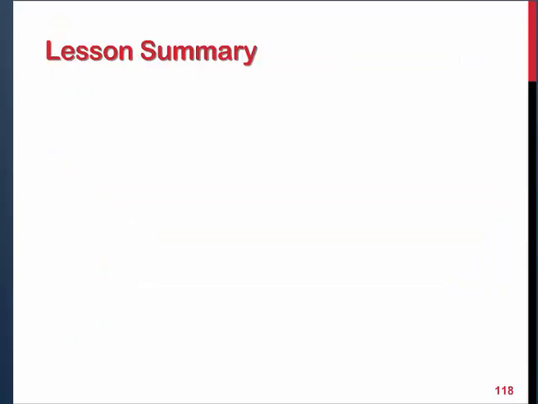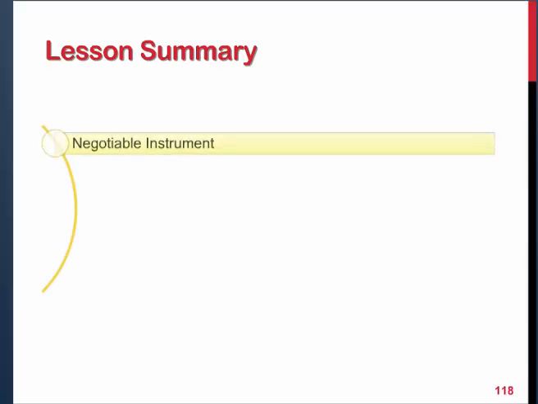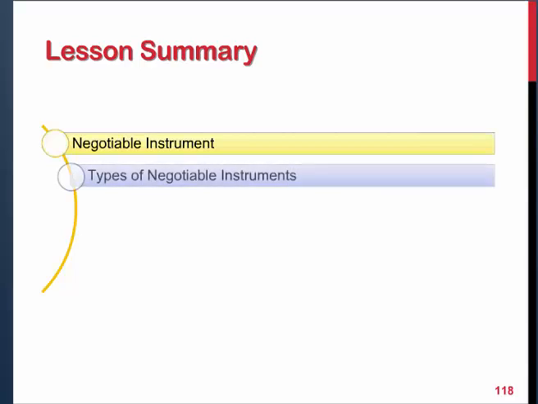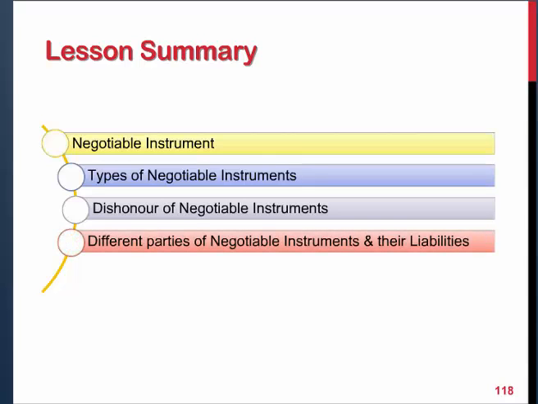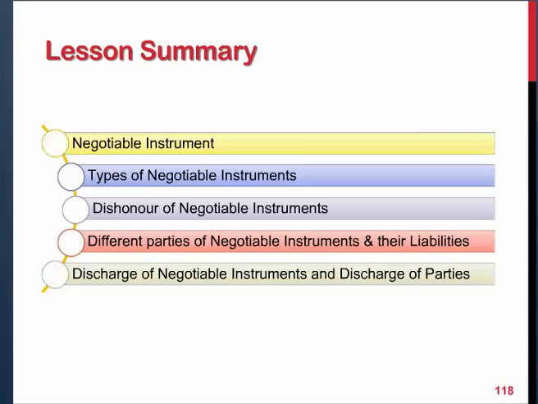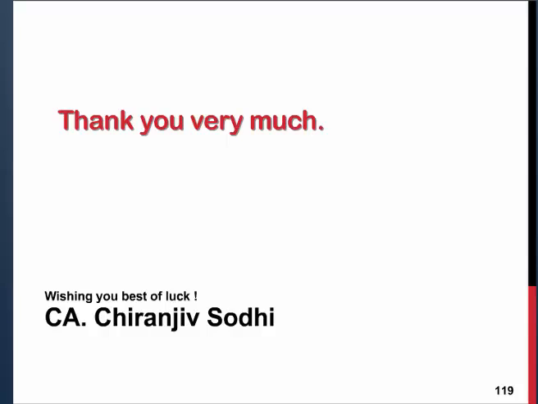So, dear students, today we discussed the basics of negotiable instruments, the types of negotiable instruments, dishonour of negotiable instruments, different parties of negotiable instruments and their liability, and discharge of negotiable instruments and the discharge of parties. That was the end of the e-lecture on the topic of the Negotiable Instruments Act, 1881.